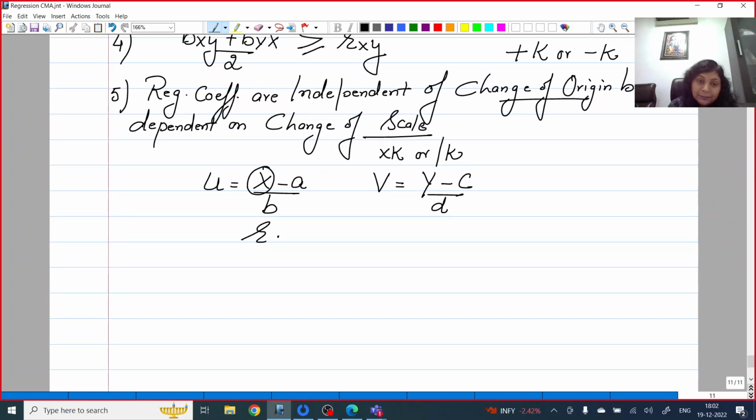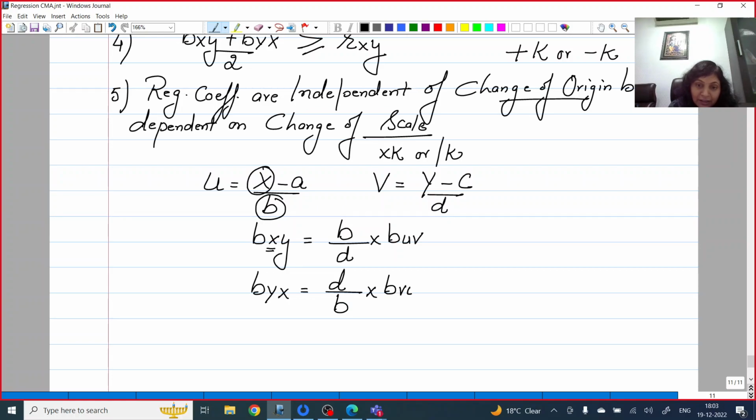Now the formula is bxy, regression coefficient of x and y, that is equal to, how we can compute, the scale of x is b, which is the independent variable. So b is in the numerator, and scale of the independent variable, that is d, is in the denominator, into buv. In this way you can find out the value. And if you want to find out byx, then scale of y is in the numerator and scale of x is in the denominator into bvu. So this is the way you can find out regression coefficients of uv and regression coefficients of yx.